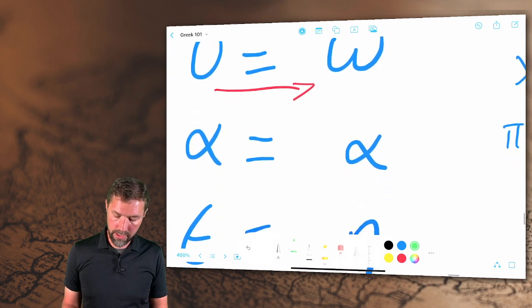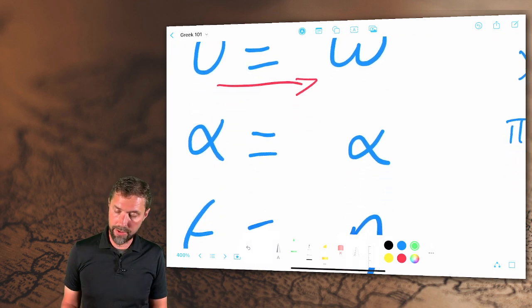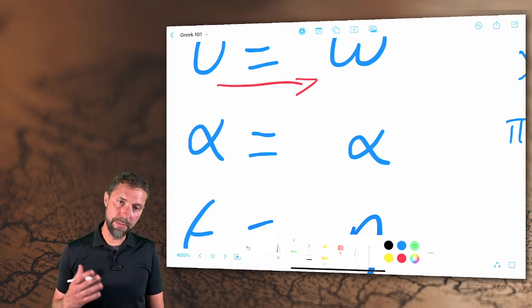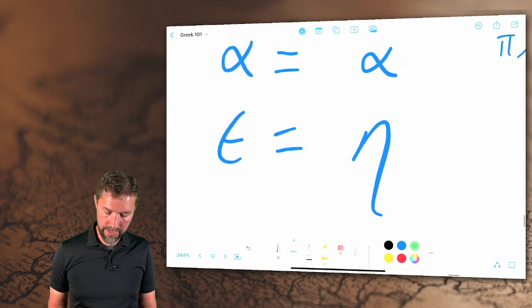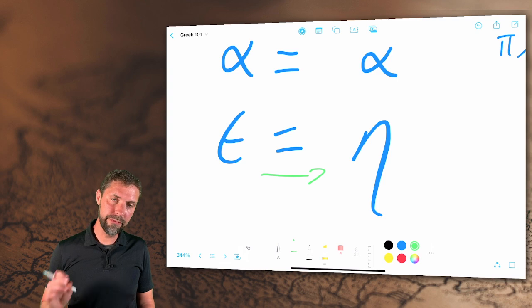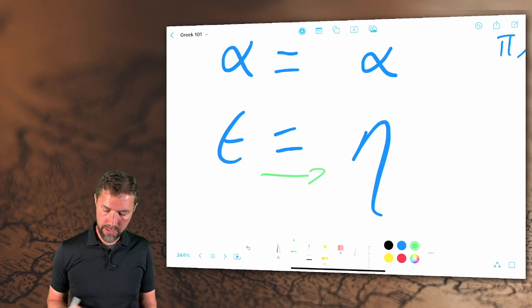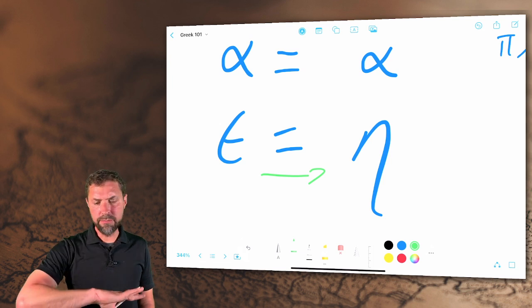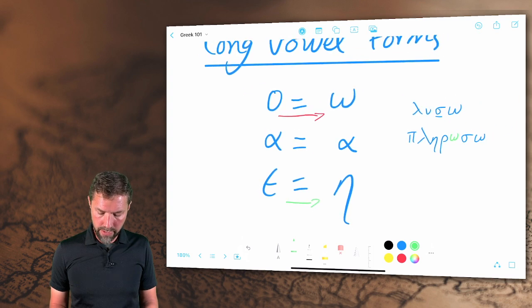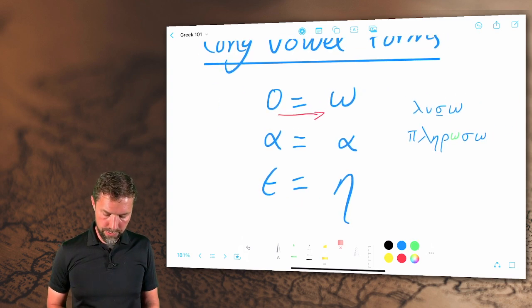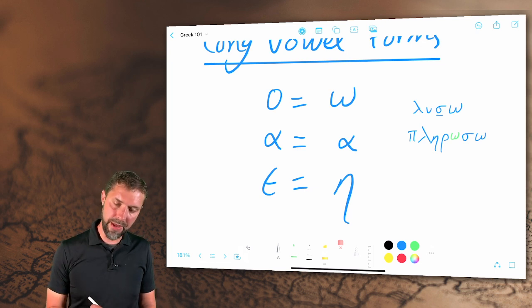If I was looking at agapao, agapao would come out in the future form agapaso, the alpha would continue. And in the case of an epsilon verb, let's say phileo, the epsilon would lengthen to an eta, and so I end up with phileso. It's just the lengthening process. That's most of the verb forms that you encounter. So this chart right here, absolutely worth your time and trouble to memorize. That's a key chart. That one I want you to have.